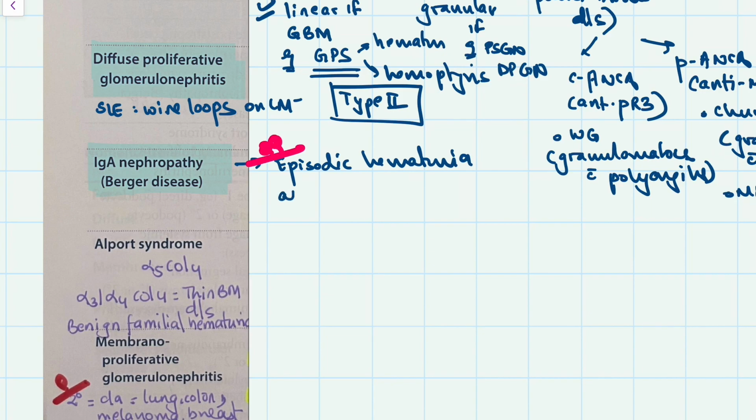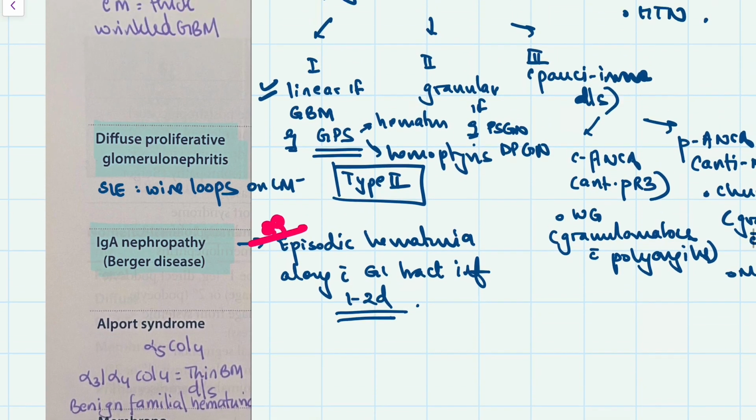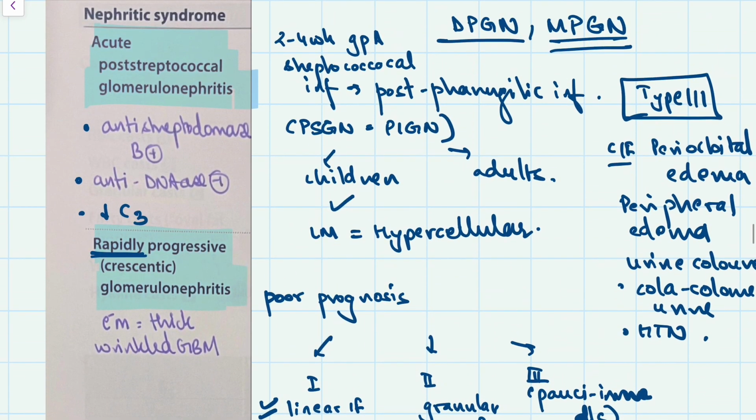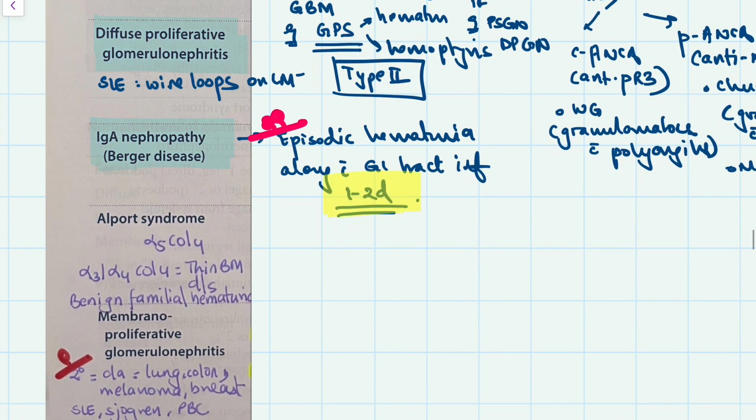Right? And it occurs along with a GI tract infection. Right, because IgA is secreted by the mucosal linings and it occurs within 2 days. So remember that PSGN was occurring 2 to 4 weeks after the infection, while IgA nephropathy develops along with the infection or at a gap of max 1 to 2 days.